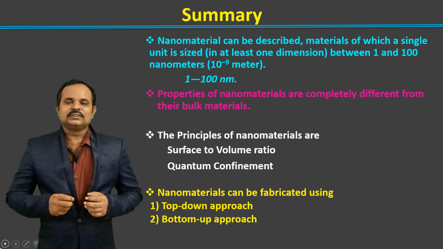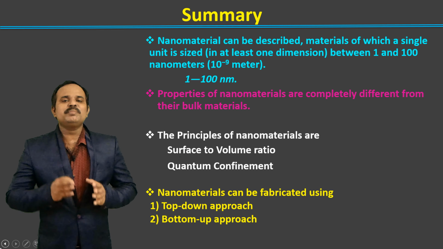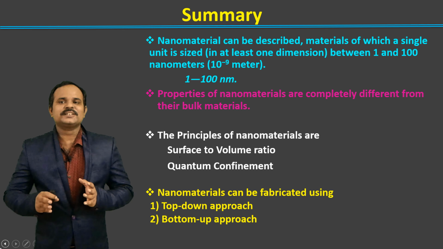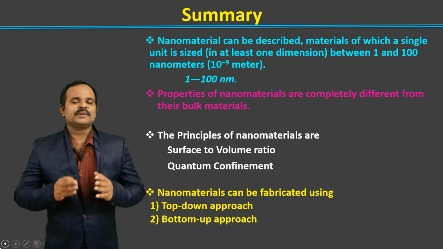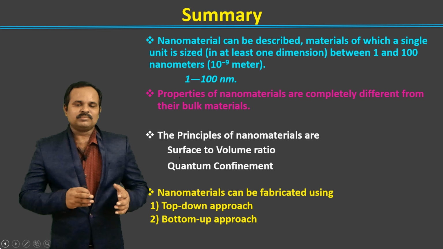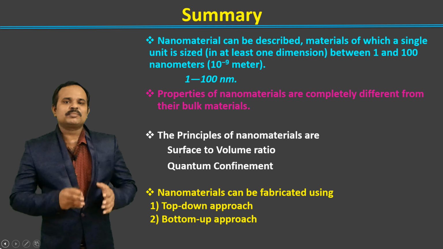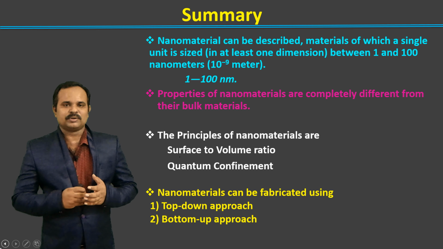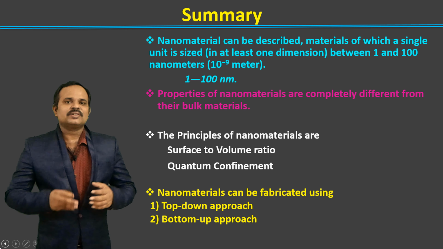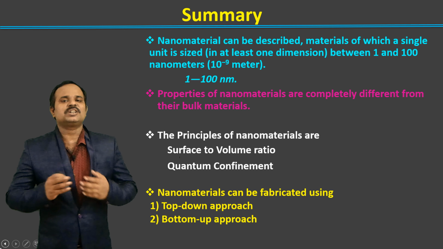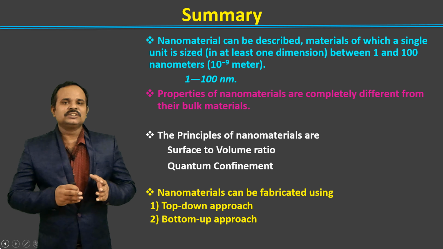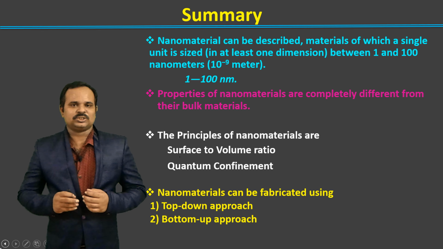In summary, a nanomaterial means any material whose dimensions are between 1 to 100 nanometers, at least in one dimension. These materials are called nanomaterials. When the material is in nanoform, it will have completely different properties compared to its bulk properties. The principles behind nanomaterials are surface to volume ratio and quantum confinement. Nanomaterials can be prepared by using the top-down approach and the bottom-up approach.